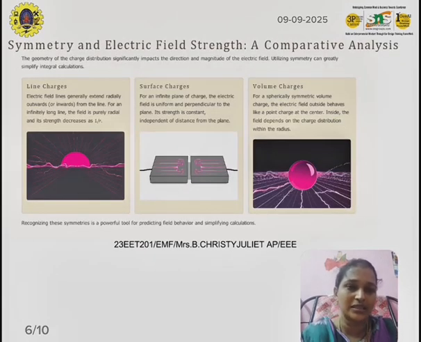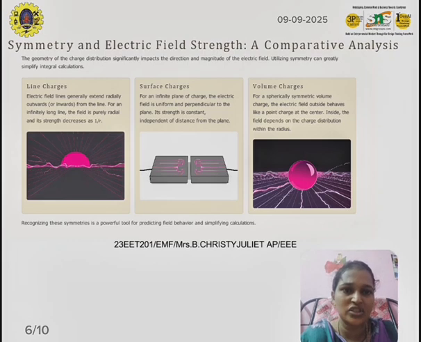Now we can have a symmetry about this electric field strength. The geometry of this line charge, this continuous charge distribution, has a significant impact on the magnitude and direction of the electric field. By utilizing this symmetry, we can easily simplify the integration calculations. If we take line charges, the electric field lines generally extend radially outwards or maybe inwards from the line. For an infinitely long line, the field is purely radial and its strength decreases as the distance increases.